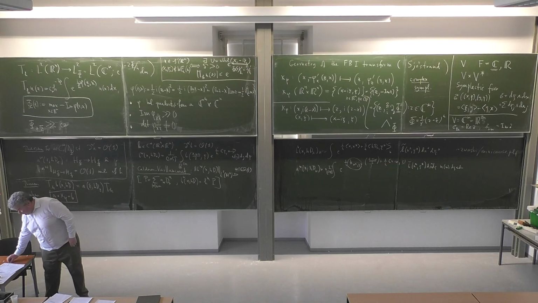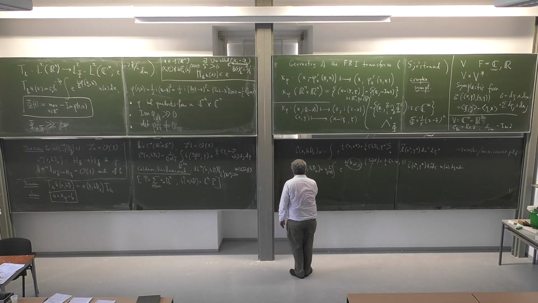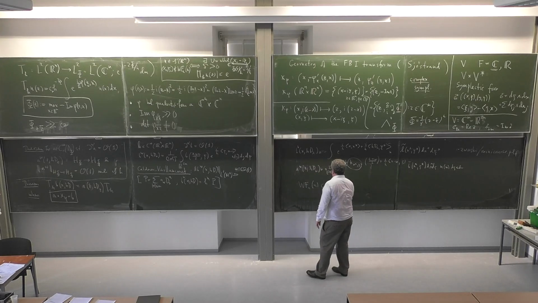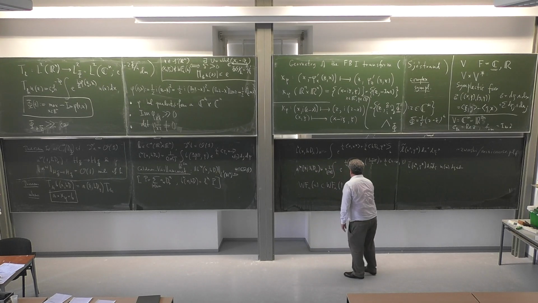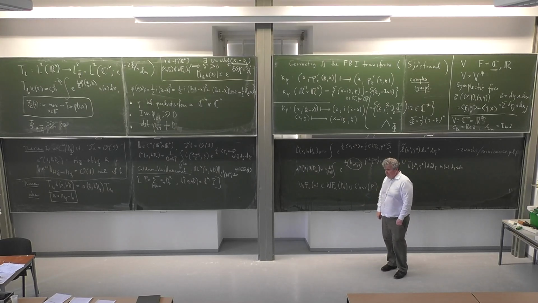I want to remind you that our goal is to show that the wavefront set of U is contained in the wavefront set A of PU union the characteristic set of P, the characteristic set being the set where the principal symbol of P vanishes.